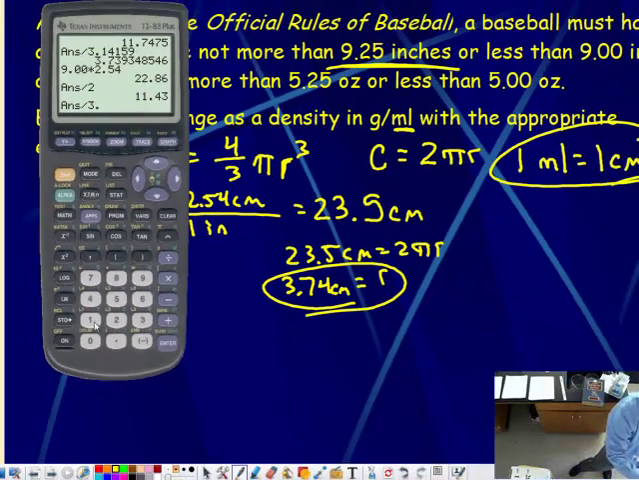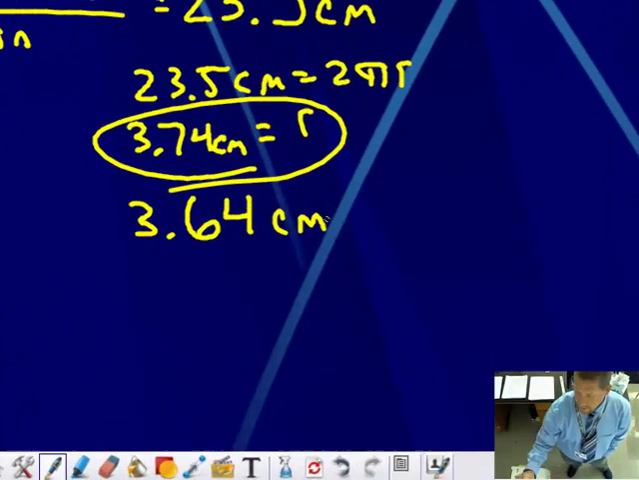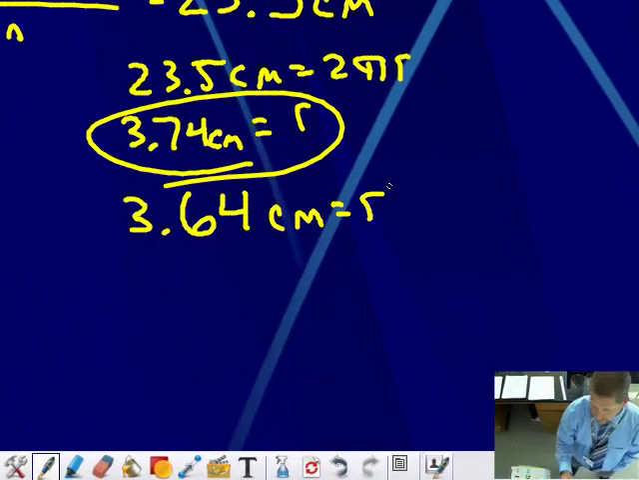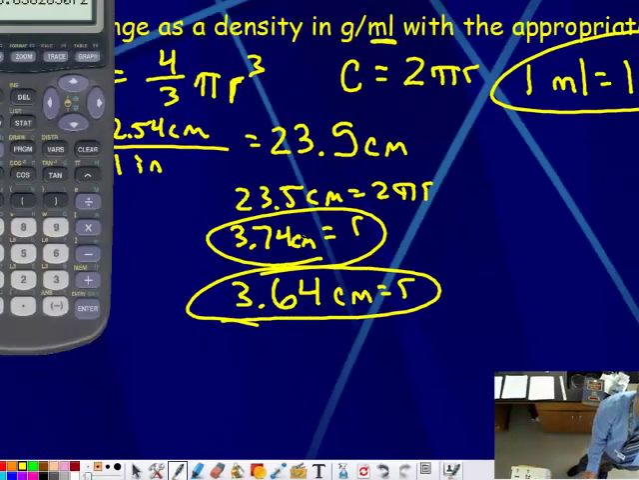Pi. All right, so I got 3.64 centimeters for the radius. For my higher volume, I'm going to use the larger radius. For my lower volume, I'm going to use, obviously, the shorter, smaller radius.